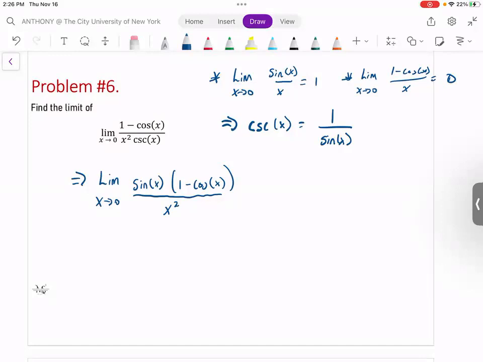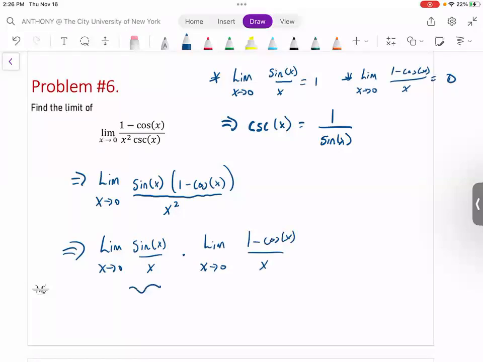Now that you have sine located in the numerator, you can recognize that you have exactly two special limits if you split this one limit into two limits. You have the limit as x approaches 0 of sine of x over x times the limit as x approaches 0 of (1 minus cosine of x) over x. In the first case, we know it's going to be 1. The second case is going to be 0. So 1 times 0 is 0. And this problem is now completed.